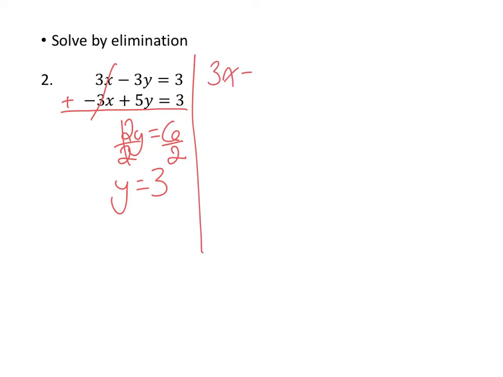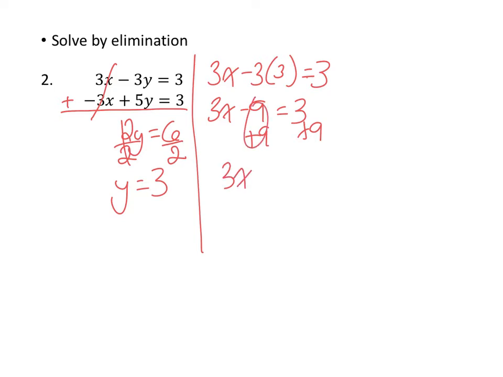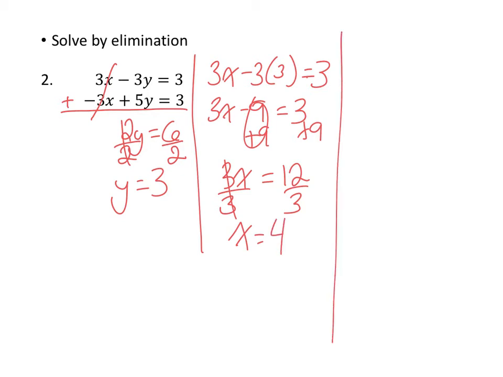I'm just going to plug it in the first one. 3x minus 3 times 3 equals 3. So I have 3x minus 9 equals 3. I'm going to add 9 to both sides to get the 3x by itself. So I got 3x, that gives me 0. 3 plus 9 equals 12. Divide by 3. x equals 4.